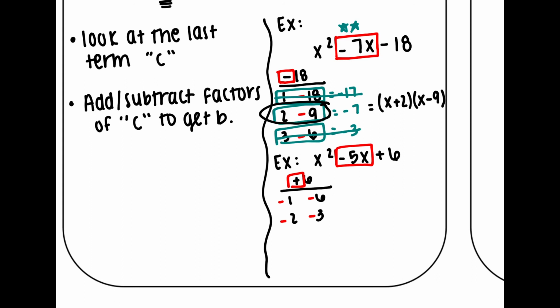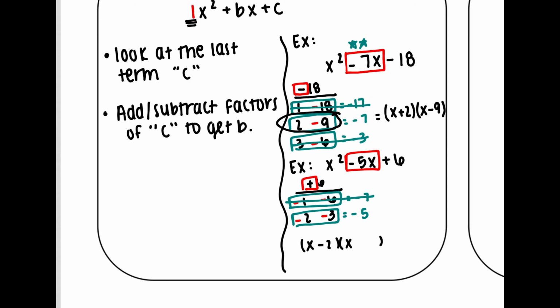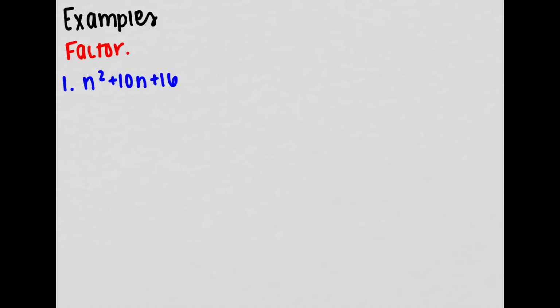I go ahead and do the first operation, negative 1 minus 6. That gives me negative 7. That is not negative 5. So I cross that out. The second one is negative 2 minus 3. That does equal negative 5. So that's what I'm going to use. Again, we set up our two parentheses. I put x in front of both of them. And I put the numbers with the signs in the other part. So x minus 2 and x minus 3. And that's your factored form. So your first example to do is n squared plus 10n plus 16.